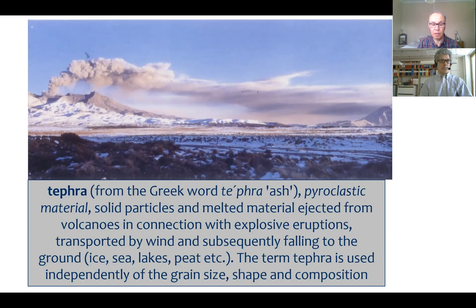And the ground here could be ice, it could be ice cores on Greenland, or the inland ice, it could be the North Atlantic Sea, lakes, peats, and so on. And the term tephra is used independent of the grain size, shape, and composition. So these particles that are transported by wind, they actually reflect the composition of the magma beneath the volcano.